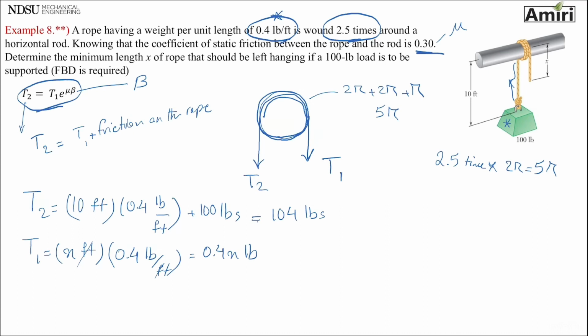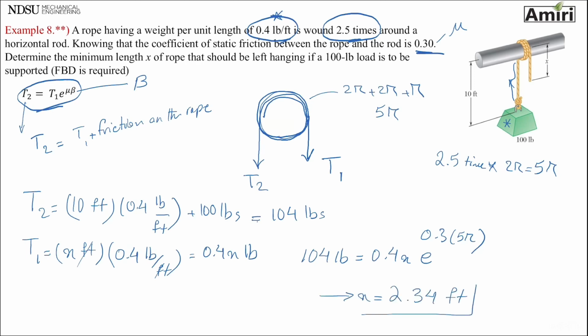So I think we have everything that we need. Let's insert it in that equation. So I have 104 pounds equals T1, 0.4x, times e to the power of mu, which is 0.3, multiplied by 5 pi. All right, this equation's only unknown is x, and it should result in 2.34 feet. Again, once you understand what those terms are and what beta is, everything else is really easy for problems like this one.